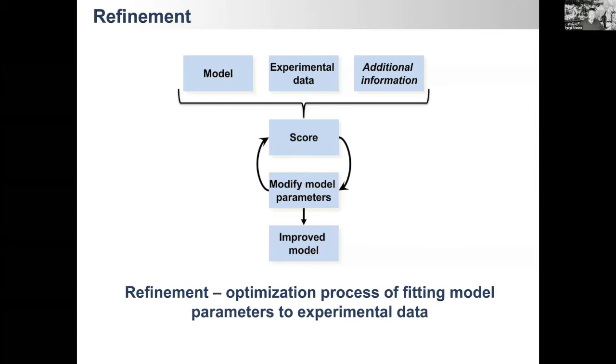And then the whole idea is you're trying to change your model, specifically model parameters, to optimize some score. That score basically tries to bring your model as close as possible to the data. So you do it iteratively many times, and you hope in the end to get an improved model that better fits the data. That's the whole story about refinement, really in a nutshell.